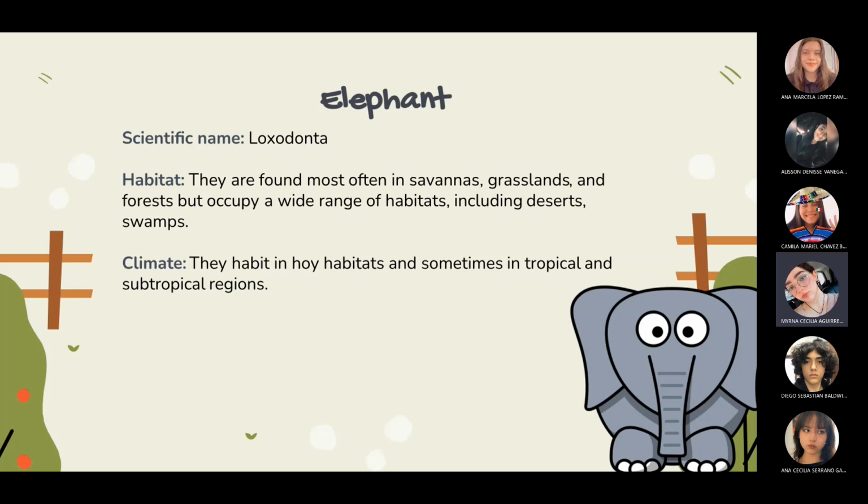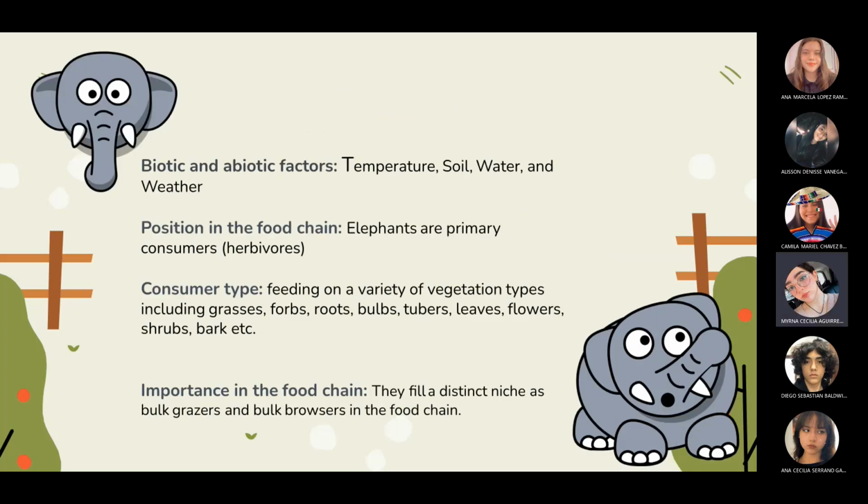Okay, I will talk about the elephant. The habitats where they are found are most often savannas, grasslands, and forests, but they occupy a wide range of habitats, including deserts and swamps. As for climate, they live in hot habitats and sometimes in tropical and subtropical regions. Biotic and abiotic factors: the temperature, soil, water, and weather.